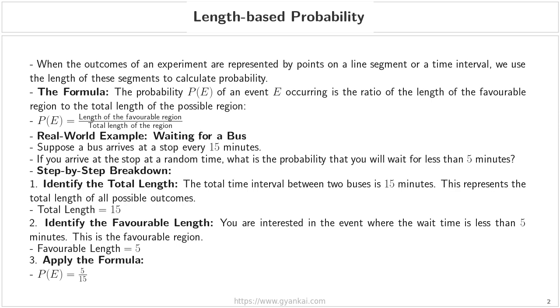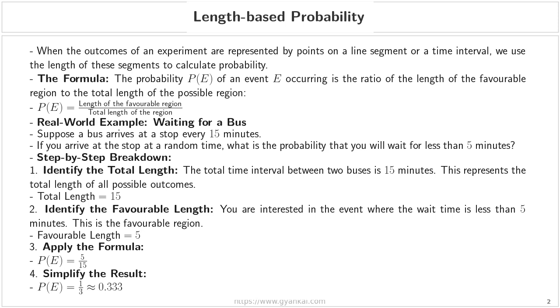Third, we apply our formula. We take our favorable length of 5 and divide it by our total length of 15. This gives us P of E equals 5 over 15. Finally, we simplify the result. 5 over 15 simplifies to 1 over 3, which is approximately 0.333. So, you have about a 33.3% chance of waiting less than 5 minutes.